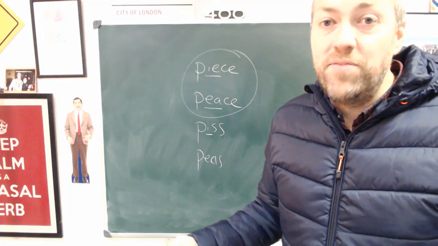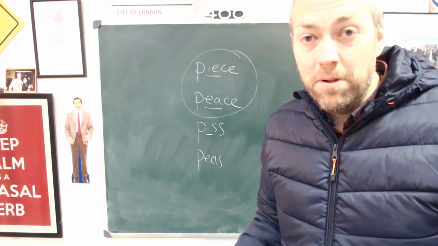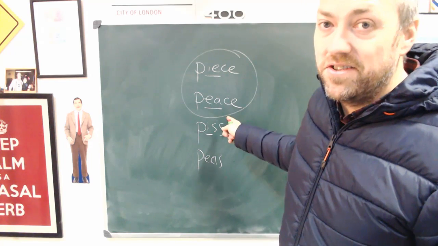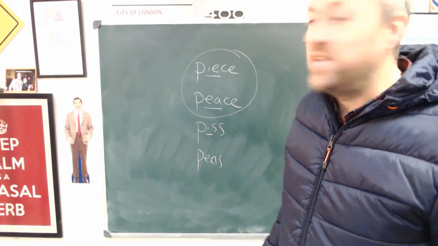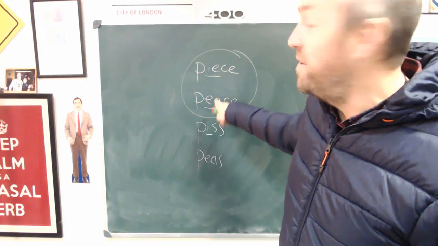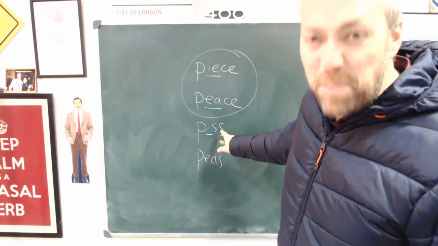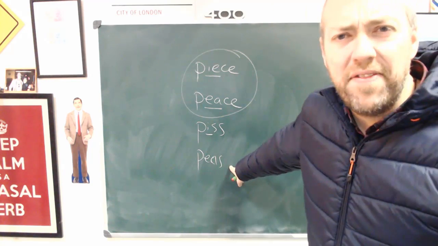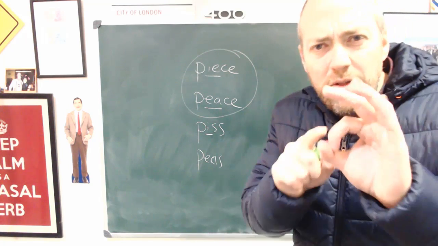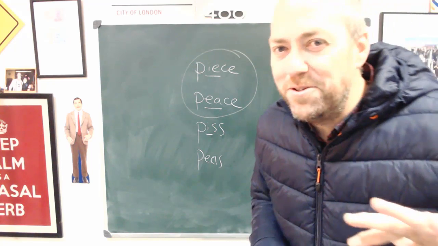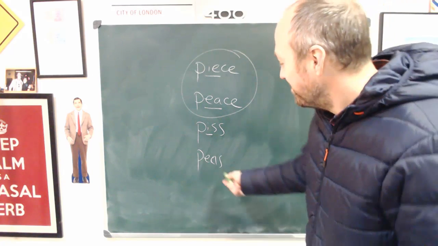I think it's not normal that in any sentence it could be this or this. For example, I want peace on earth. No, it's this one, peace on earth. And piss on earth? No, I don't think so. So what about this one? Peas. You know the little green balls? Maybe you like them, maybe you don't like them, I don't know.